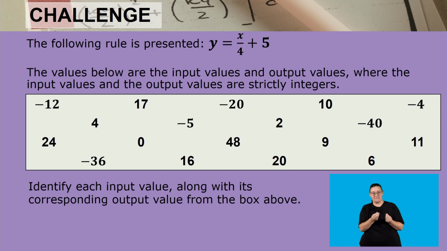So you have been given a set of numbers there, and all you need to do is to match the input value that goes along with the output value, of course, using that rule that was represented there above. It looks like a challenge, but I know you can do it.